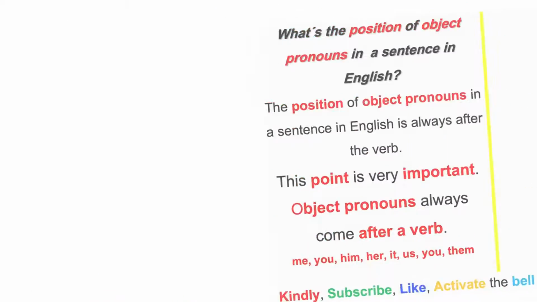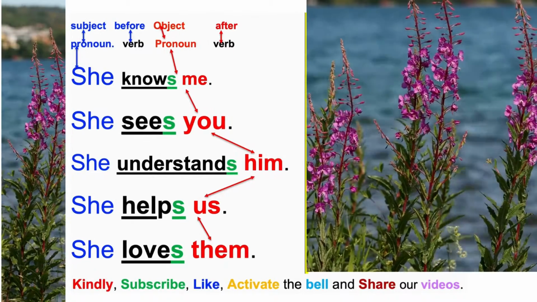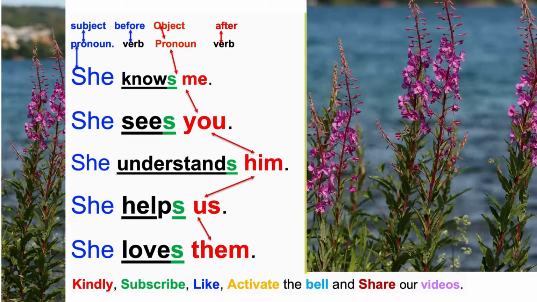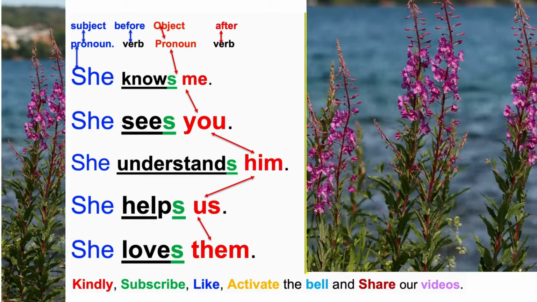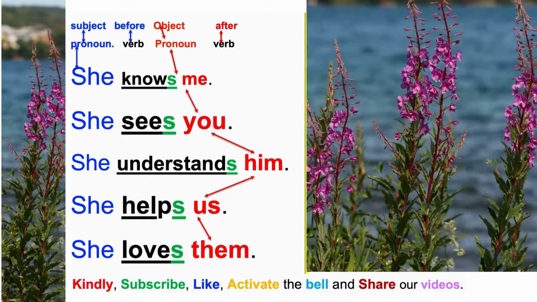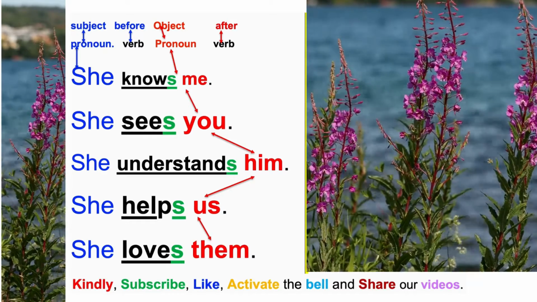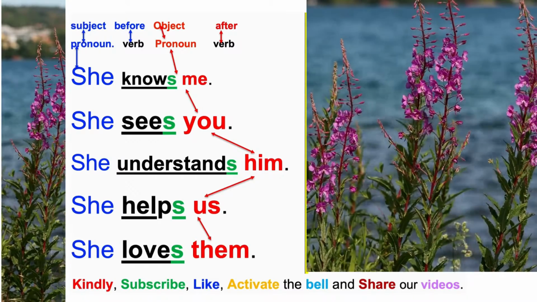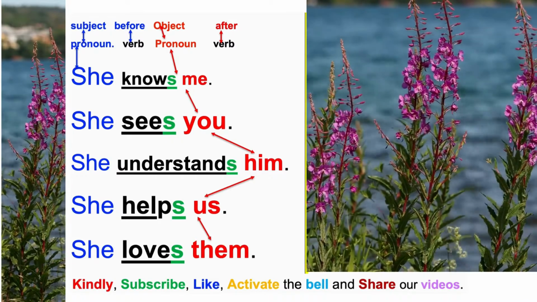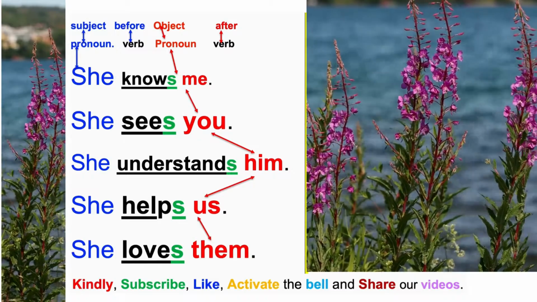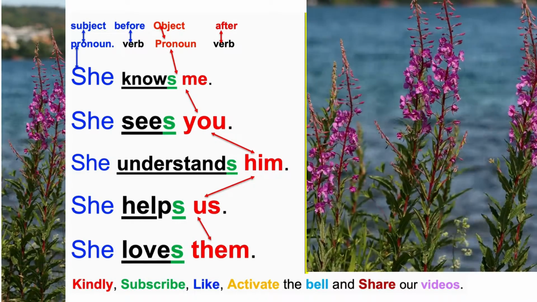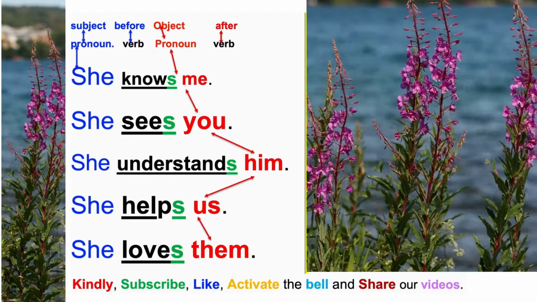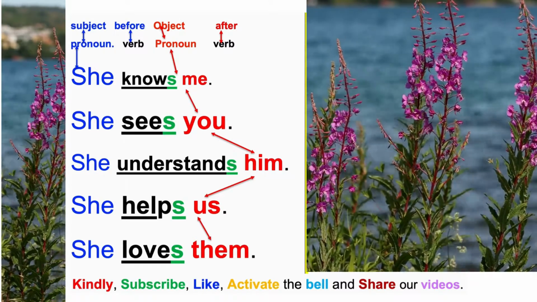Let's see examples. Now we are going to use she as a subject pronoun. She knows me. Can we say she knows I? No. I always come before the verb, not after the verb. So what I want from you in today's lesson is to know when to use I, you, he, she, it, we, you, they, and when to use me, you, him, her, it, us, you, them. Subject pronouns always before the verb and object pronouns always after the verb.